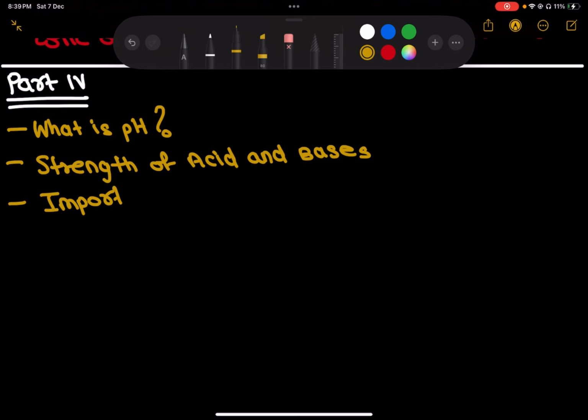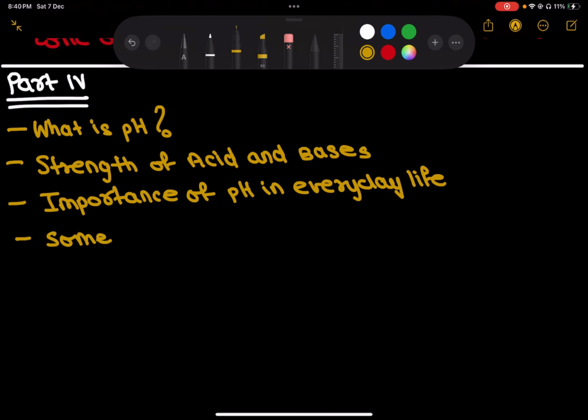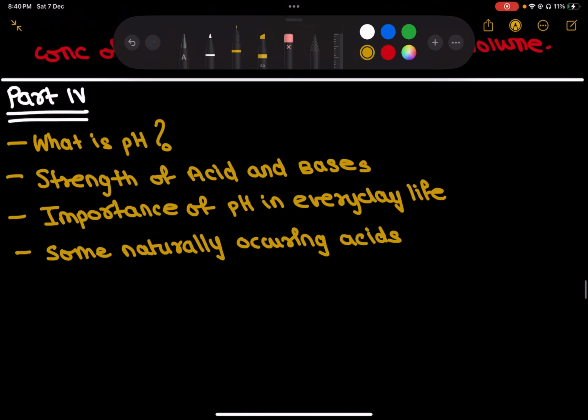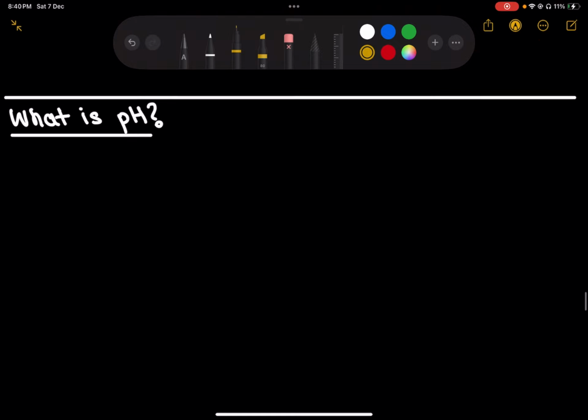So this part is all about pH basically. Importance of pH in everyday life. And lastly, we are going to see some naturally occurring acids. So there is a table given in NCERT. I'll just discuss that and I'll add on a few more of my own. Some naturally occurring acids. Okay. So let's start with the first question.